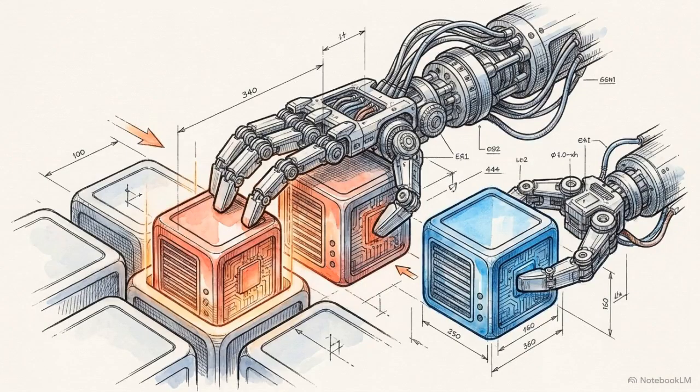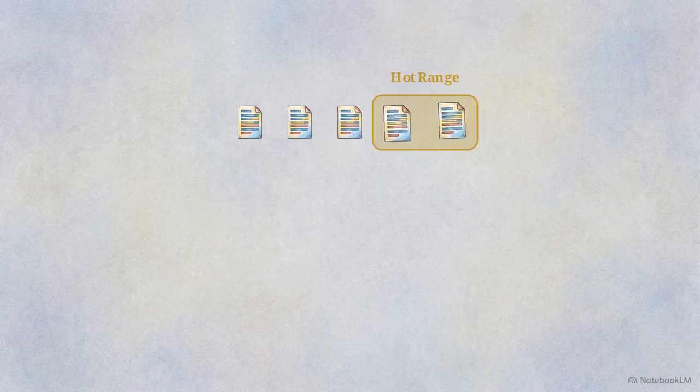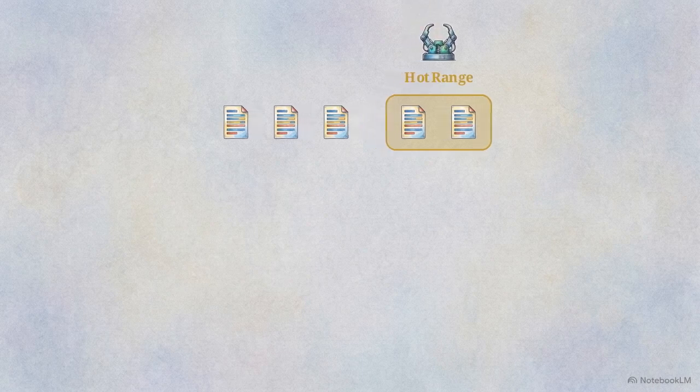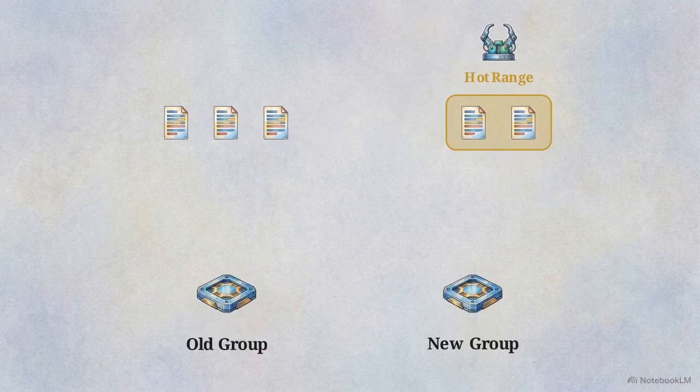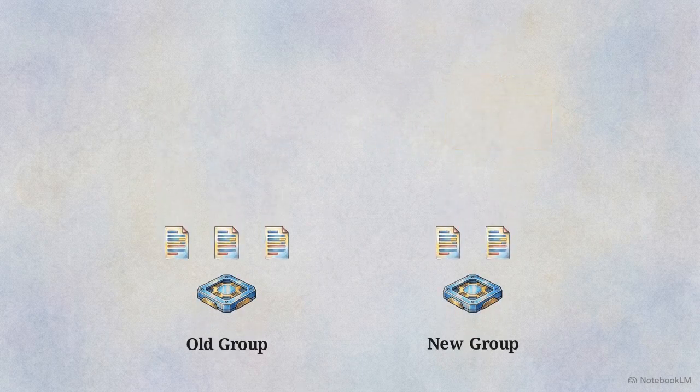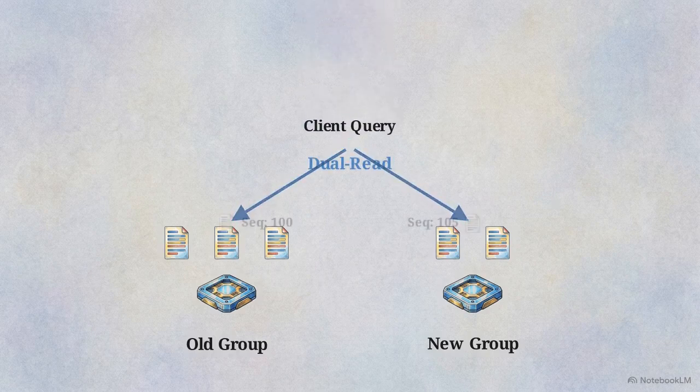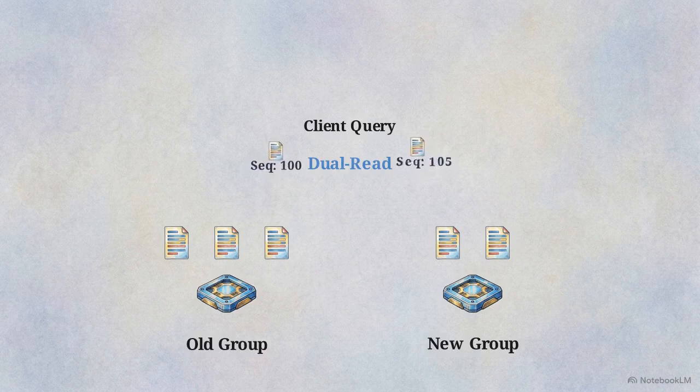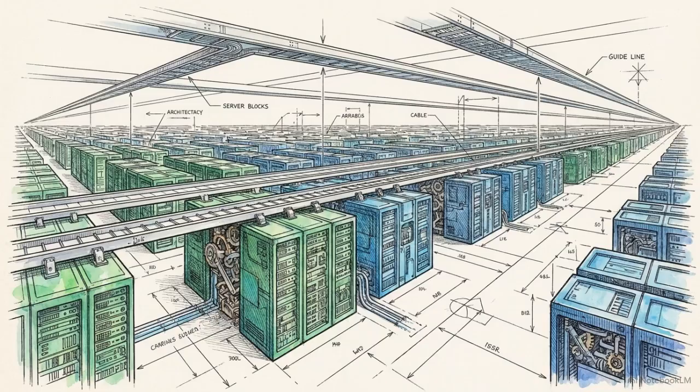System health is managed by the controller. It monitors nodes and automatically replaces failing hardware from a standby pool. When a table receives excessive traffic, the controller identifies the hot range, splitting the data to migrate a portion to a new replication group. During migration, the system performs a dual read, querying both old and new groups simultaneously to ensure consistency. This dynamic control plane prevents the processing bottlenecks that typically limit the growth of static clusters.